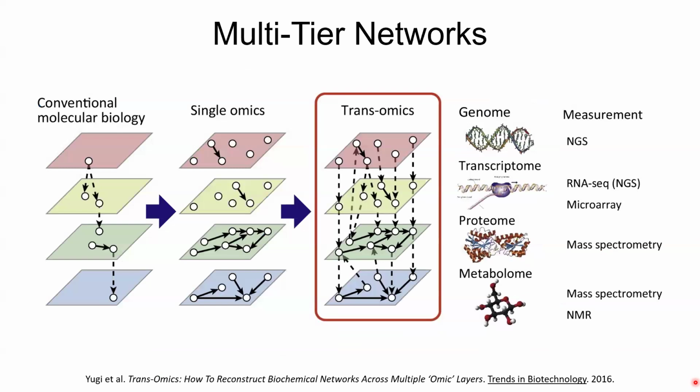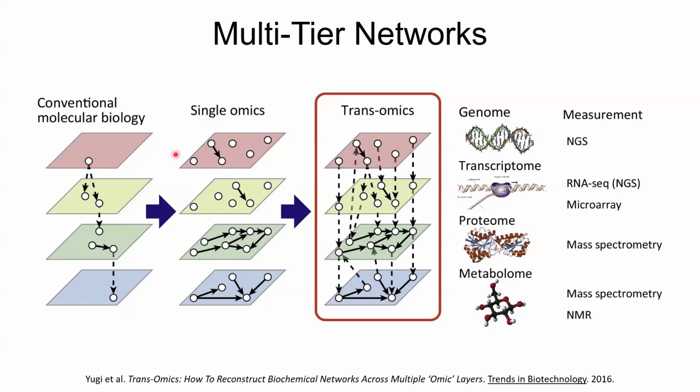Finally, the last thing I want to point out is this really important notion of a multi-tier multiplex network. This is a figure from a very commonly cited paper about multiple omics layers in Trends in Biotechnology from 2016. It basically makes the point that conventional molecular biology tends to follow the central dogma. You have things going from the genome, the transcriptome, the proteome, etc. And this is a central dogma where things are connected through different types of omics, but it's one single connection.